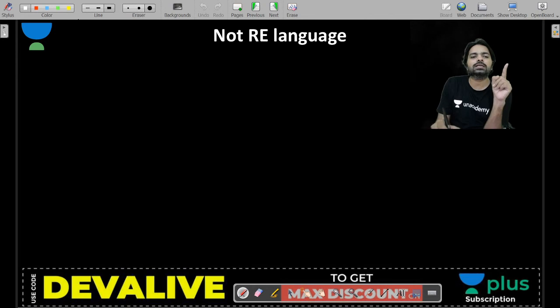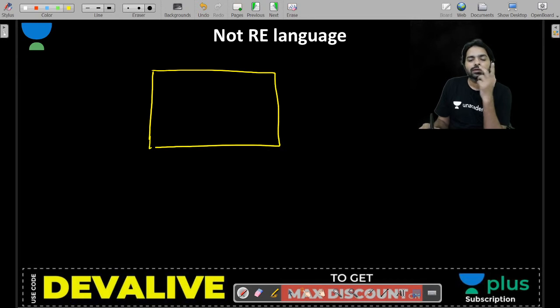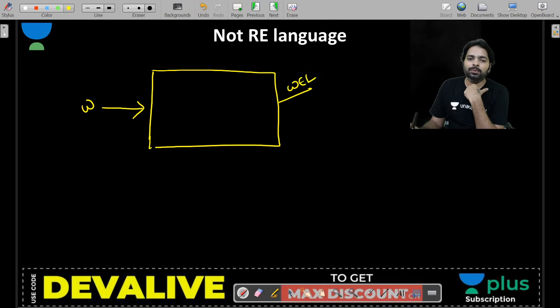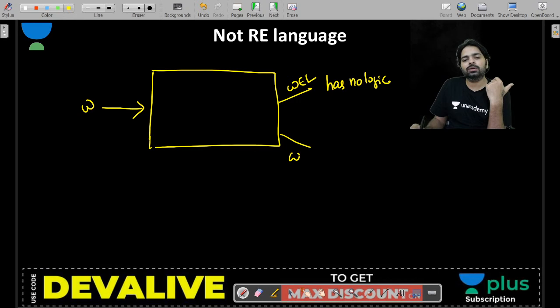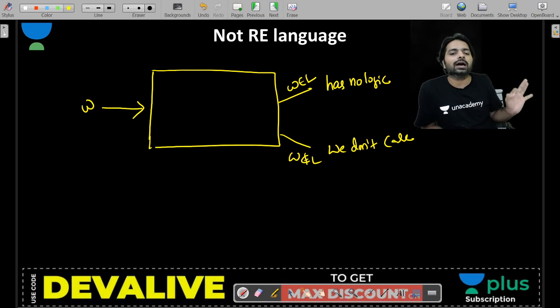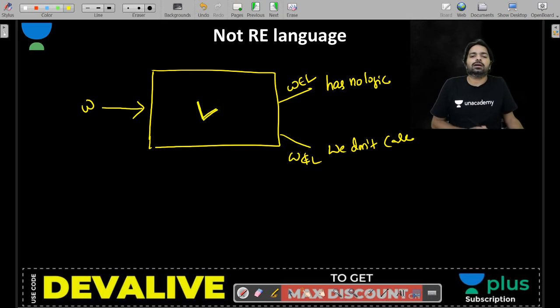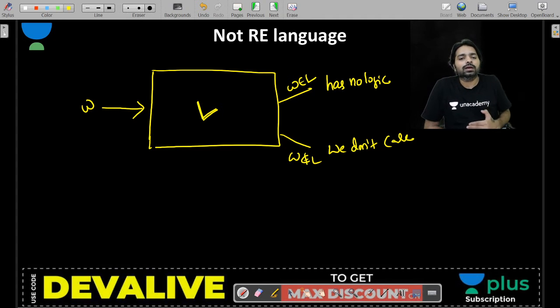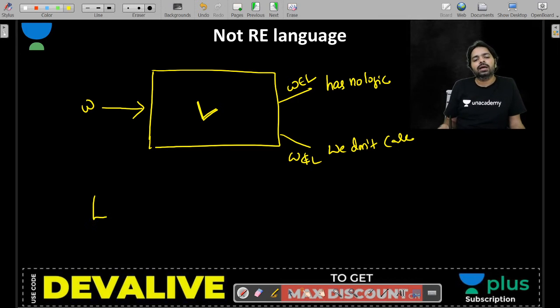So, not RE problem. What is a not RE language? Very simple. You have some language L. If you give any W, there is no machine that can do that: W belongs to L has no logic at all. And W not belongs to L, we don't care, because I'm not looking for other definitions. Not RE: assume this is L. If you give a W, and W belongs to L has no logic, then that L we can say is a not RE language.